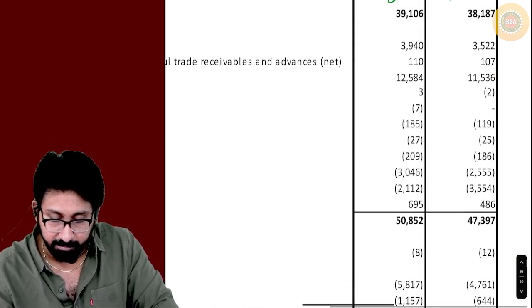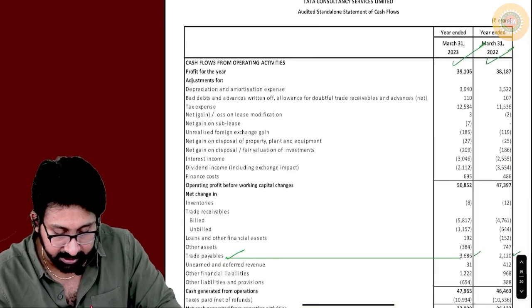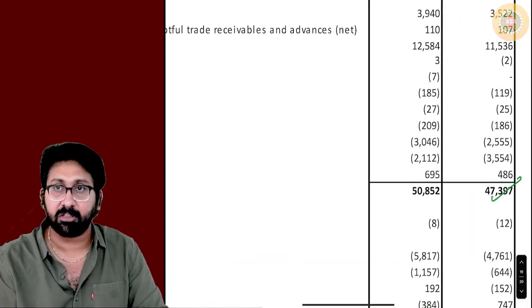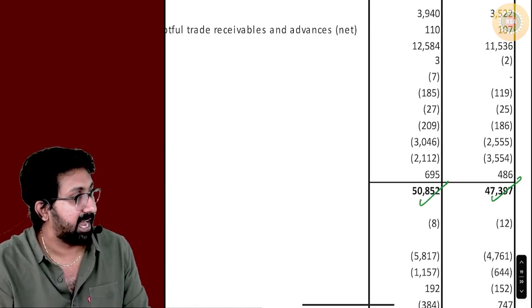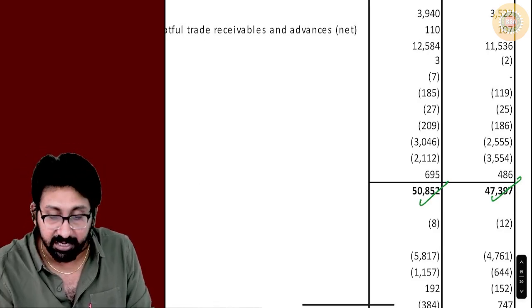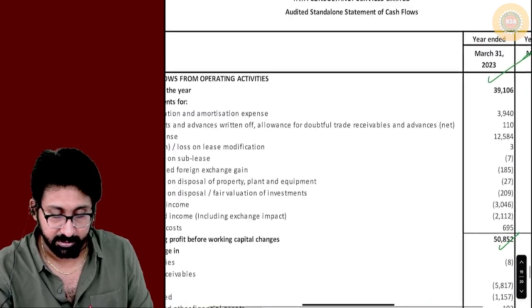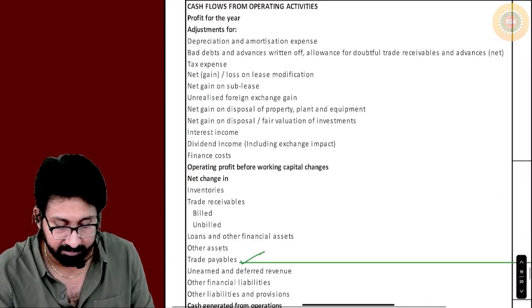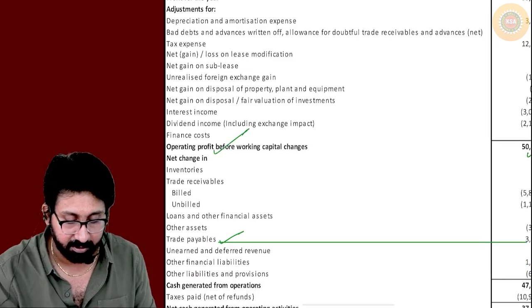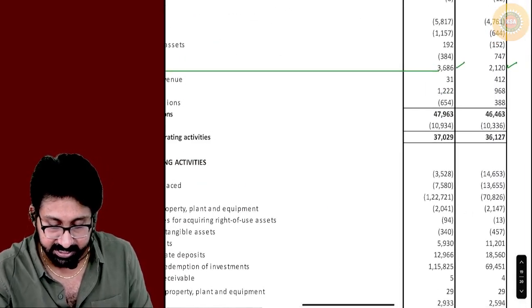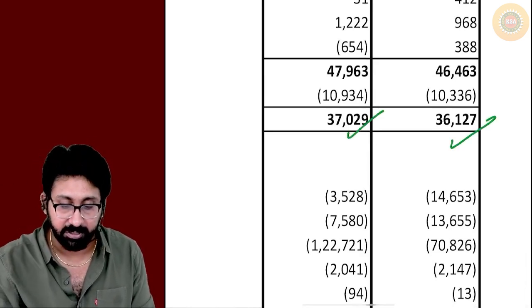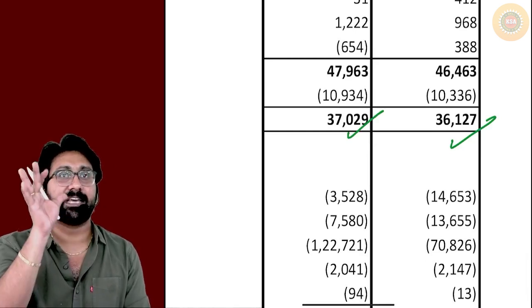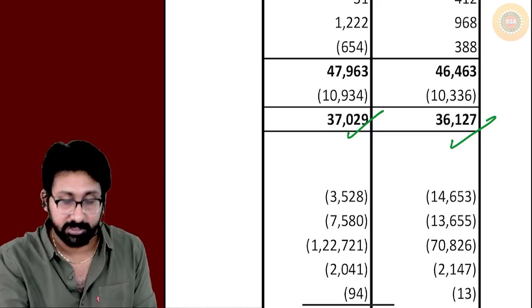Next, cash flow from operations. Previously it is how much? 47,397. But how much is it now? 50,852. Cash increased or decreased? Answer, increase. Next, see here, cash flow from operating activity, operating profit before working capital changes. First see this. How much is the amount? 36,127. How much is it now? 37. Overall, cash increased by operations or decreased by operations? Increased. But still the cash balance has reduced.